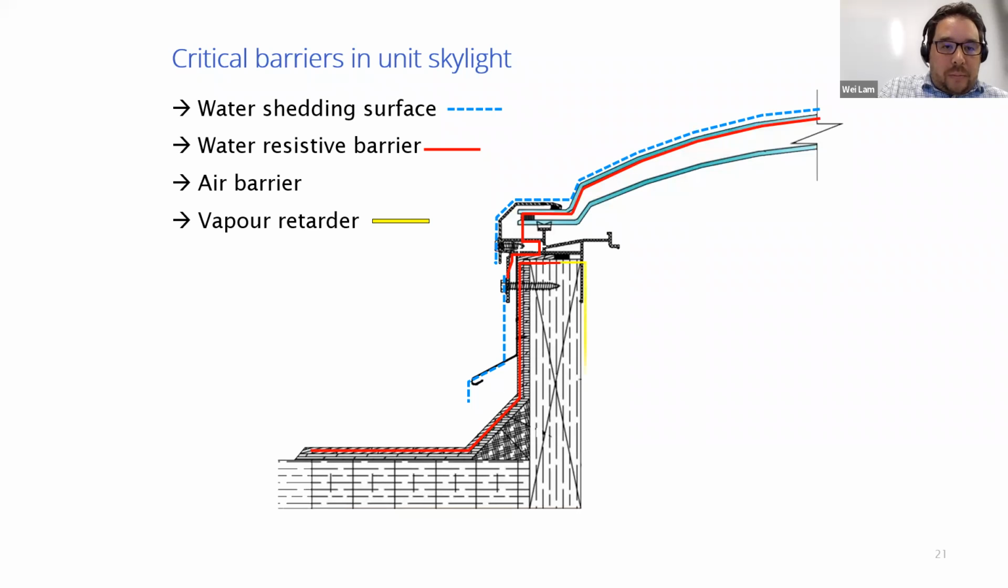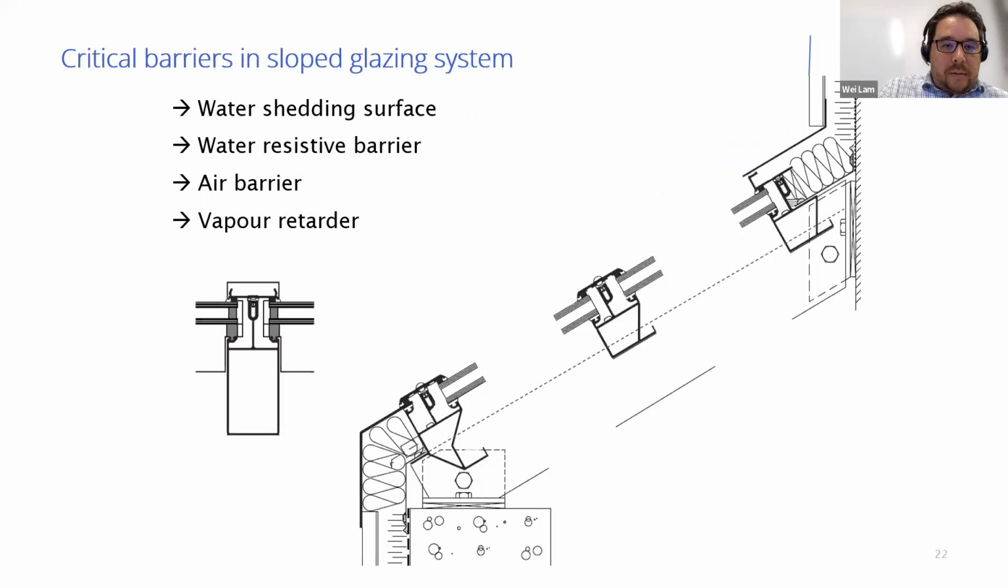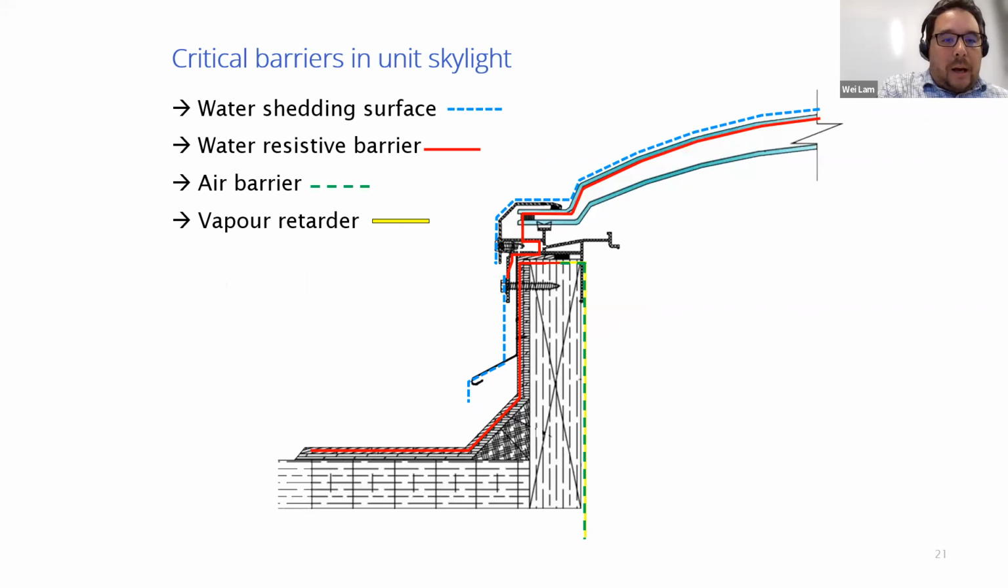Oh, looks like we missed the air barrier here. We'll get it in there, just out of order here. Oops, we'll go back there. The vapor retarder in this case is in line with the air barrier. Looks like I missed a line here, but it ties in from the curb to the unit skylight body itself.